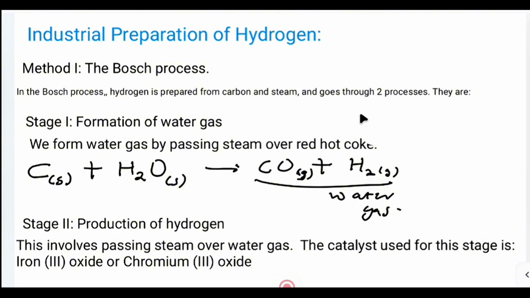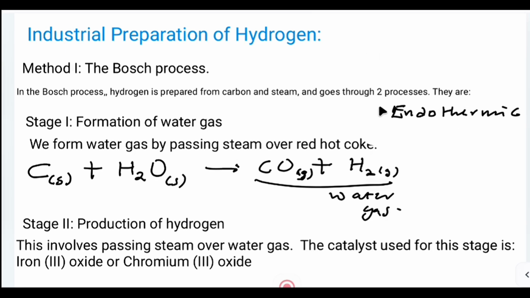Now, this reaction is endothermic. The first stage in the burst process is endothermic because we require heat for the reaction to take place. Think about it. We said red hot coke, meaning this carbon needs heat. It needs to be hot. Steam, water that has been heated. Okay? So that's why we say this reaction is endothermic.